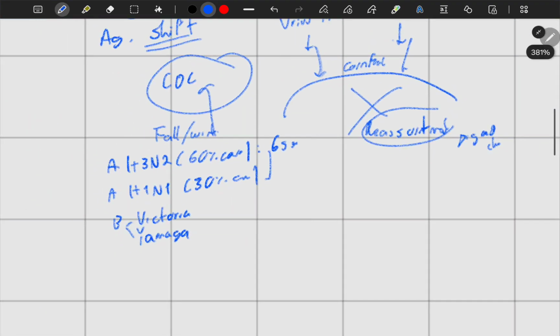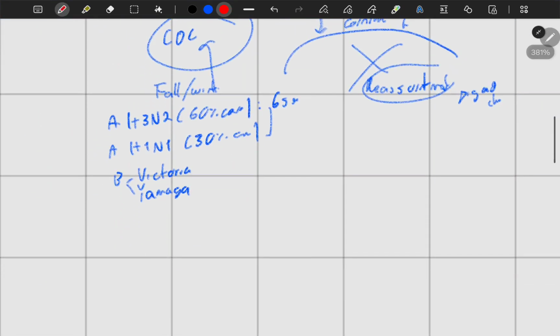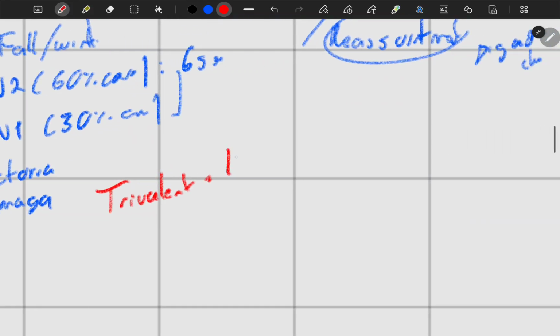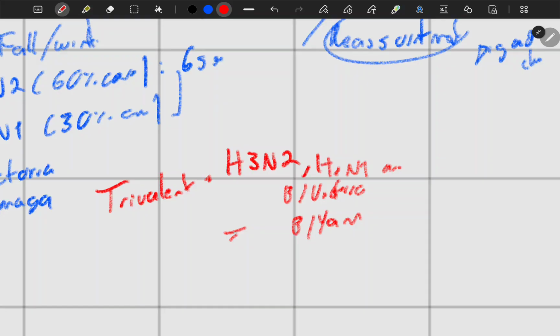So the trivalent seasonal influenza vaccine, we have this trivalent. Trivalent contains H3N2, H1N1, and the Victoria lineage. And the quadrivalent vaccine adds the Yamagata. But here we have the quadrivalent.